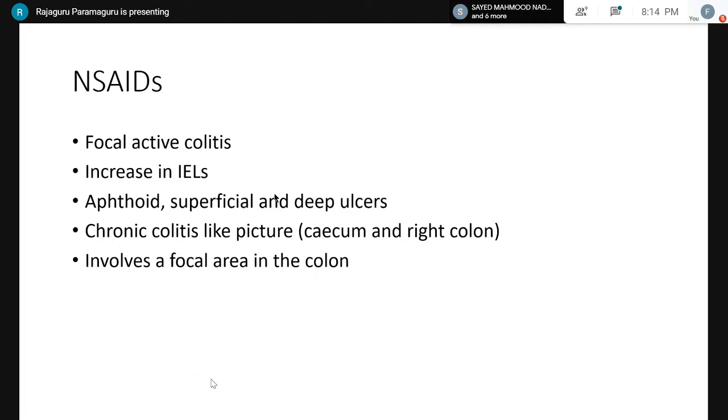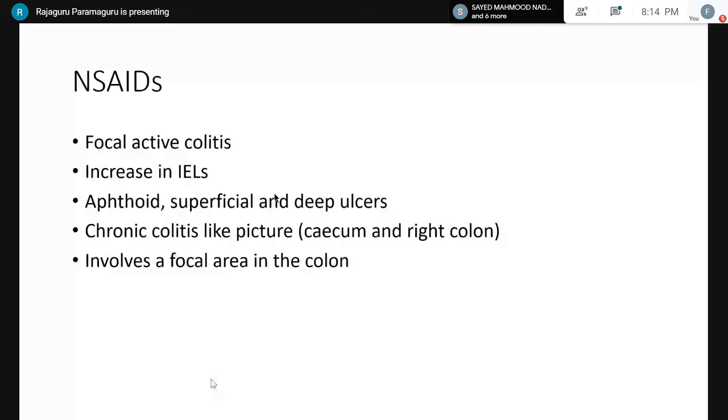NSAIDs causing chronic hepatitis also has to be kept in mind. The next drug is mycophenolate mofetil, which is an immunosuppressant used to prevent rejection and graft-versus-host disease, and used in various countries. So this can cause changes, may mimic ulcerative colitis or Crohn's disease, and even graft-versus-host disease.